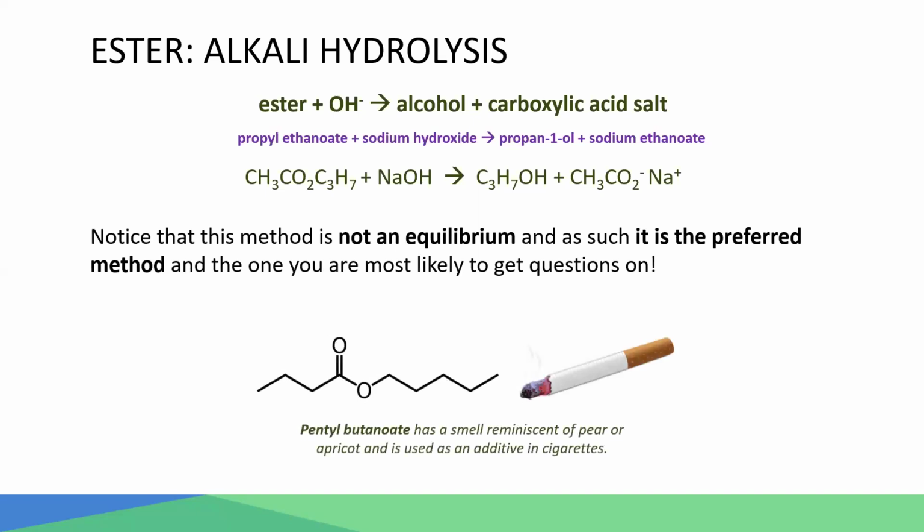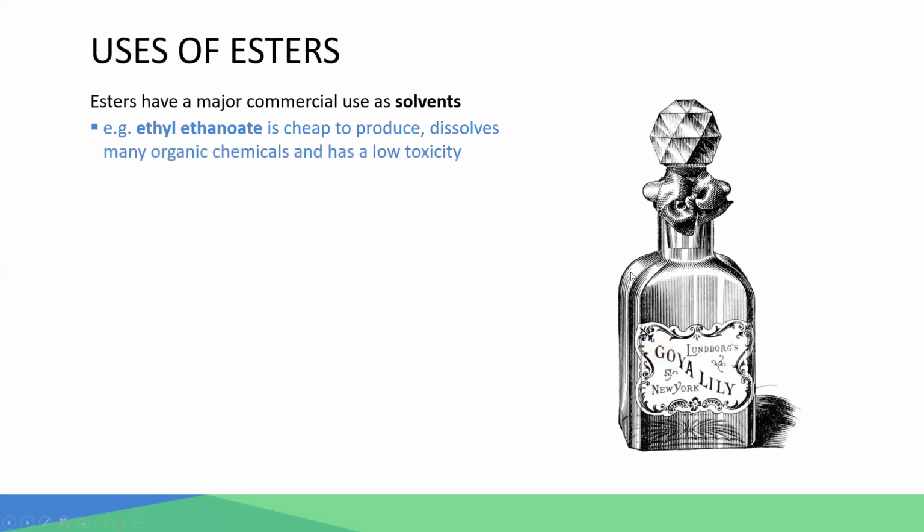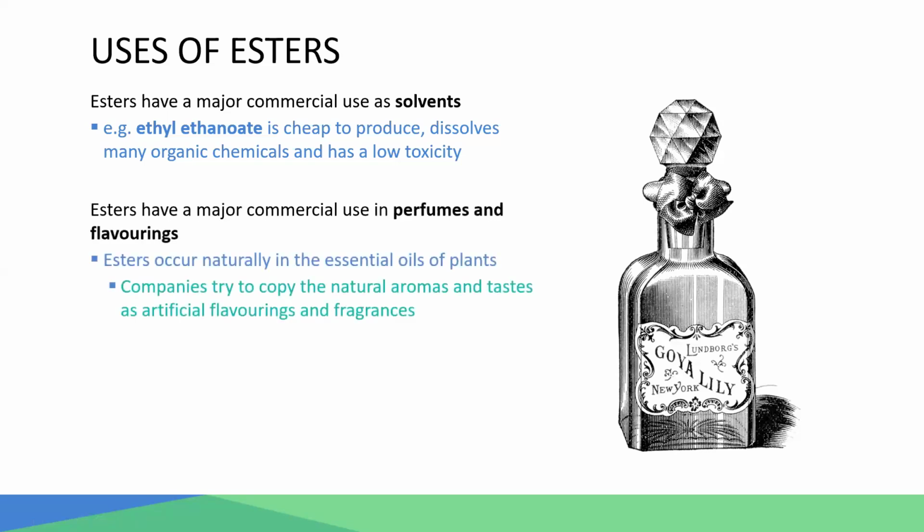Now, there is no equilibrium in this method because this reaction goes perfectly to the right side, and it means that this is more beneficial from the production point of view. This method is more profitable because no byproducts are formed. Esters are used as solvents. This is a very famous solvent. Esters are used in perfumes, flavorings, etc.